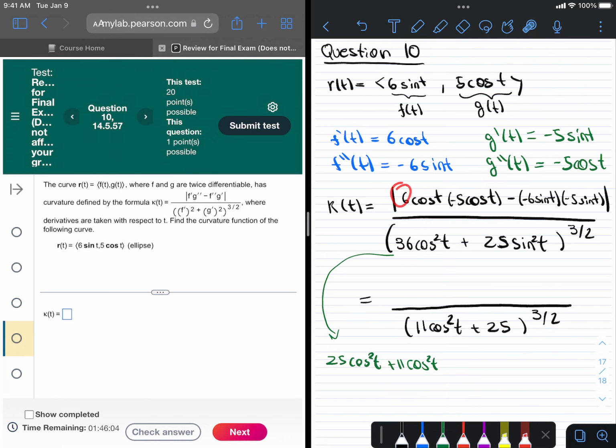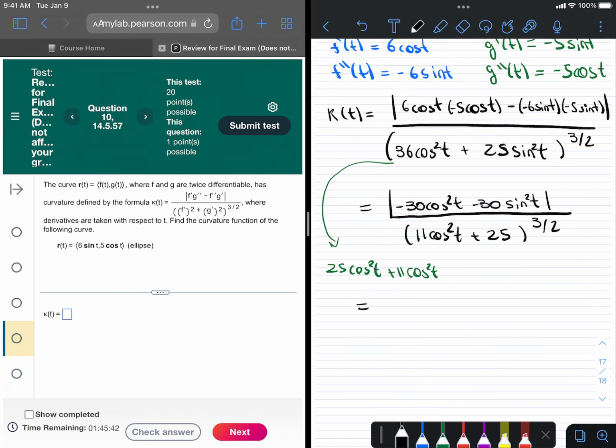And for the top, you'll have a negative 30 cosine squared, and again, minus with minus a plus with a plus, minus another negative 30 sine squared. So finally, if you factor out a negative 30, that entire thing here equals negative 30, and the absolute value of that is just positive 30. So the answer is this.